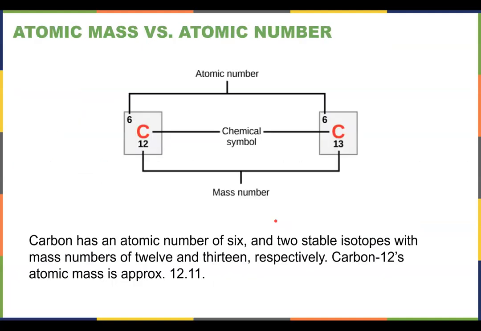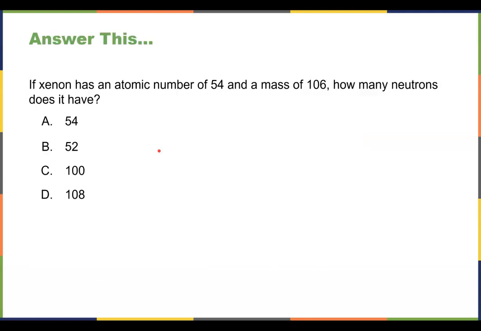So here again, just to review, atomic number is going to be up here in the corner, typically the smaller number. For carbon, it's 6, so that's 6 protons. And its mass number is 12. So we know it has 6 protons. We can just subtract 12 minus 6, and we know that there's 6 neutrons. Pretty simple, right? Okay, so answer this question.